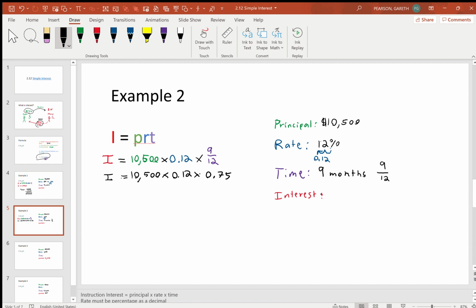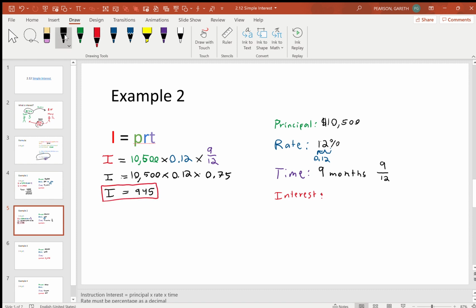Boom. Now this I can just do straight out in my calculator. So it's going to be 10,500 multiplied by 0.12 multiplied by 0.75. And it gives me a final answer of 945. So interest equals $945.